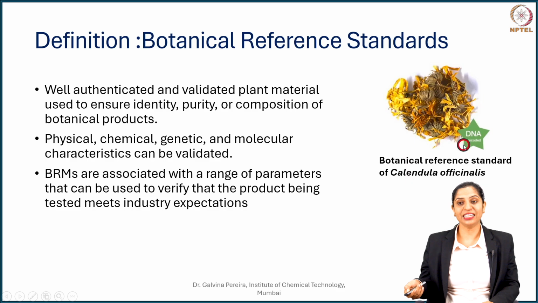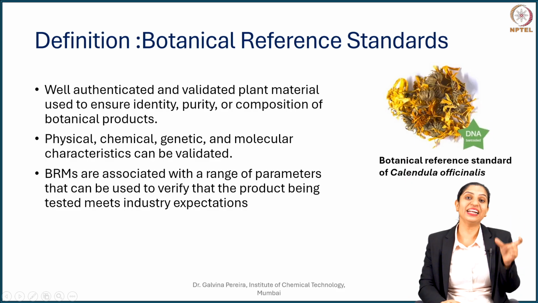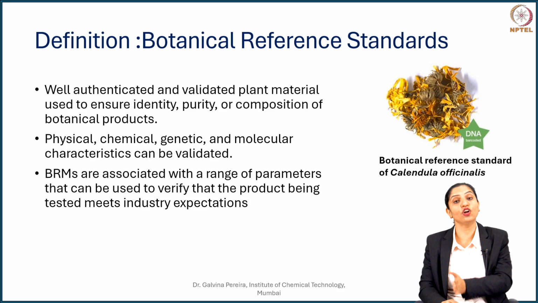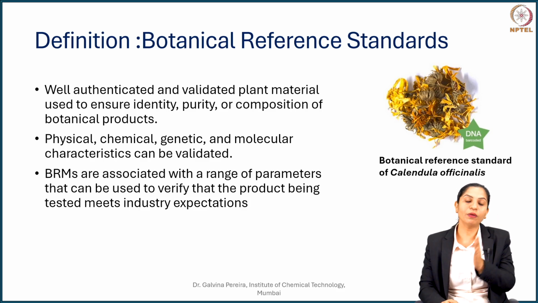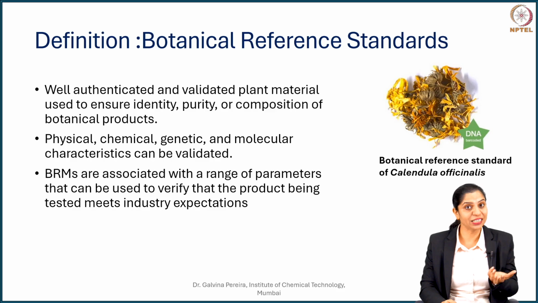Why? You can see it's DNA barcoded. What does that mean? A complete DNA identification of that material has been done, and it is sure from DNA identification that whatever is there with you is Calendula officinalis. Not only that, there are physical parameters, chemical parameters, and molecular characteristics. So you can do some physical and chemical tests to ensure it botanically also.